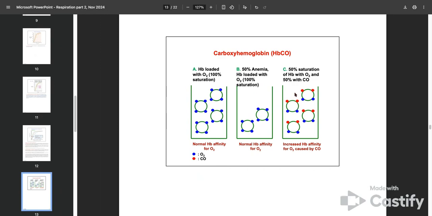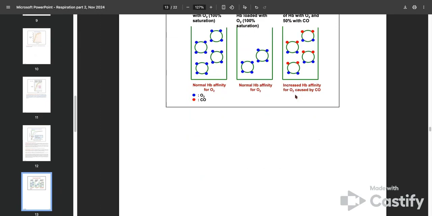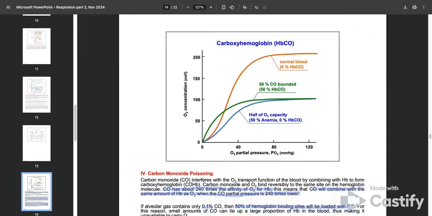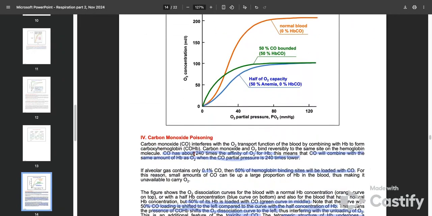50% saturation of hemoglobin with oxygen and 50% with carbon monoxide. Remember, this is carbon monoxide. Carbon monoxide poisoning, we're going to talk about right now. So what does it do, carbon monoxide poisoning? Carbon monoxide has about 240 times the affinity of oxygen for hemoglobin.